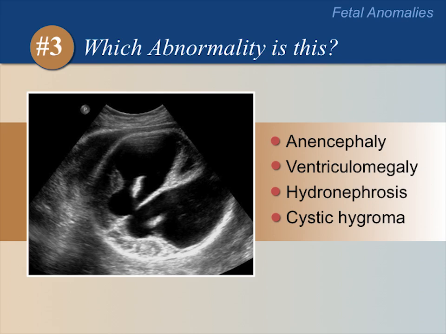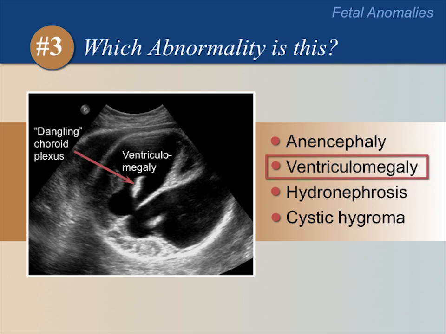Please guess the abnormality in image number 3 and describe an associated ultrasound feature. Please pause the video now. The answer is that this is ventriculomegaly, which is an enlargement of the ventricles in the brain. A commonly seen ultrasound feature is that the choroid plexus appears to be dangling in the fluid.